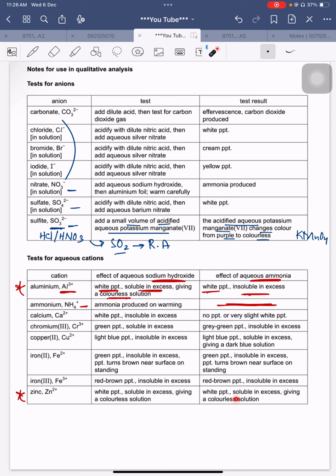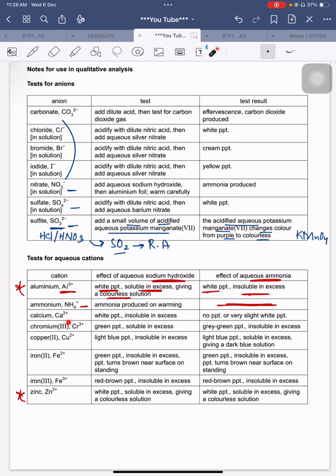So zinc is soluble and gives a colorless solution in both cases, whereas aluminum is soluble and gives a colorless solution in this case only, but not in this case. So please be vigilant about that. And what is the test for Fe2+? Fe2+ gives green precipitates with sodium hydroxide, and Fe3+ gives red-brown precipitates with sodium hydroxide and aqueous ammonia. Both are the same, and Fe2+ ions turn brown on exposure to air, whereas Fe3+ ions remain the same because Fe3+ does not change its charge further.